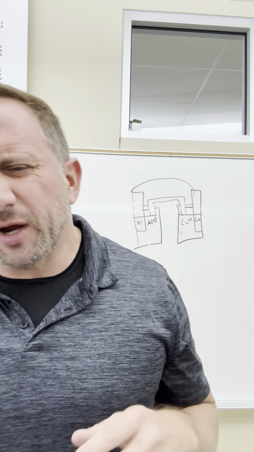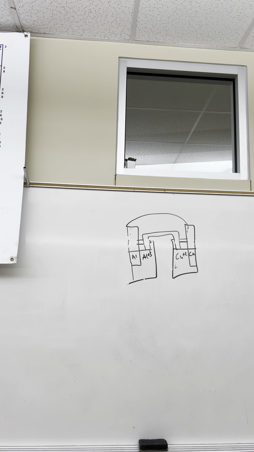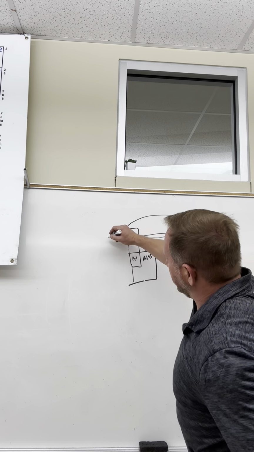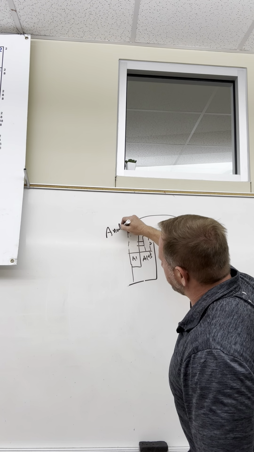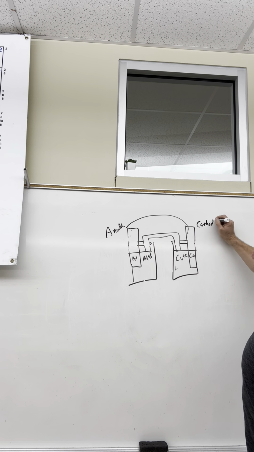All right, so a couple more things just to wrap this up, and then we're gonna move into the actual reduction potential charts. When we look at our cell here, one thing I want you to see is this is the side where the anode is. This is the side where the cathode is.